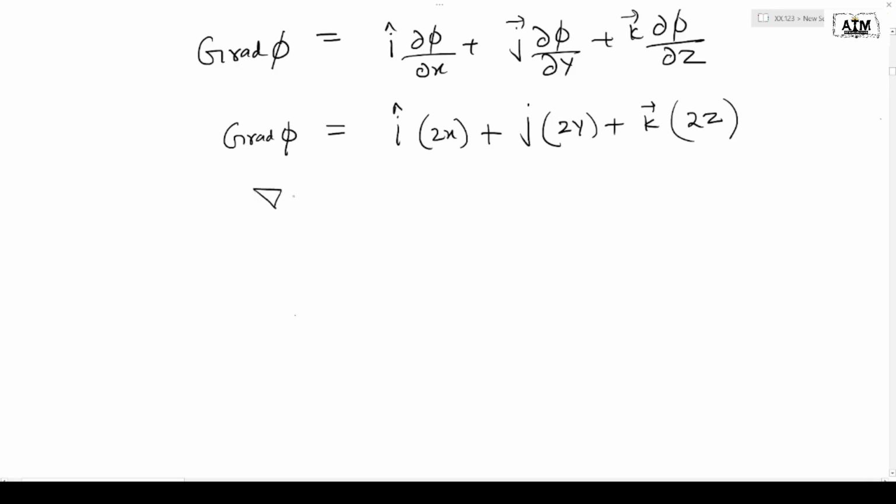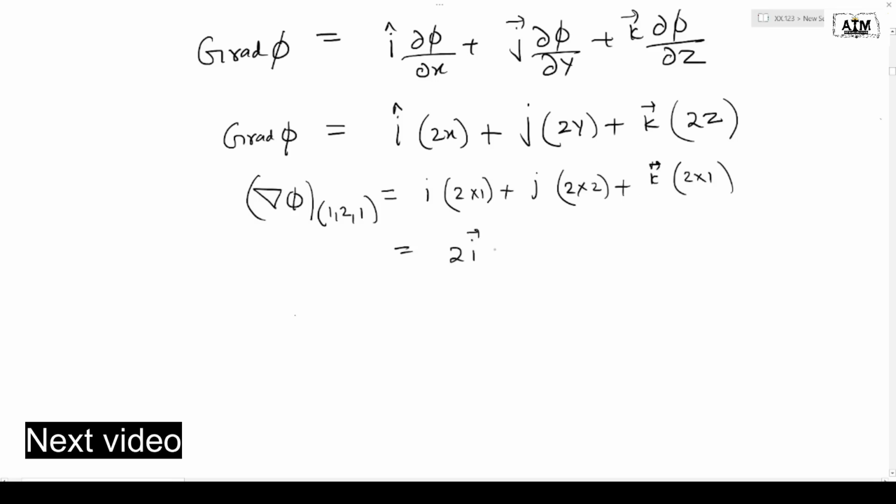Therefore, gradient phi at point 1, 2, 1, these being the given points. In place of x, write 1, in place of y, write 2, and in place of z, write 1. So that equals 2i plus 4j plus 2k. This is the required gradient at point 1, 2, 1, equal to 2i plus 4j plus 2k.